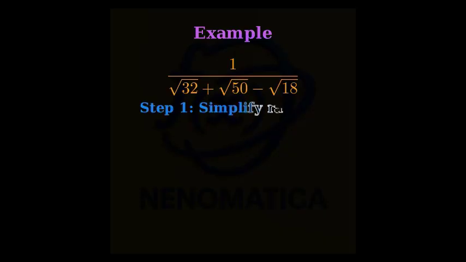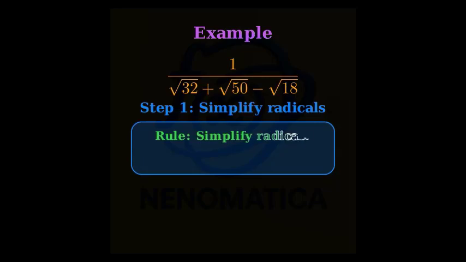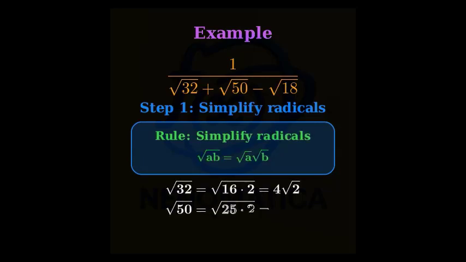We will rationalize a denominator step by step, exactly following the structure shown. First, here is our example and the problem statement in bold orange math. Step 1. We simplify each radical using the rule: the square root of a times b equals square root a times square root b. We will convert square root 32, square root 50, and square root 18 into multiples of square root 2. After simplifying, combine like terms to produce 6 times square root 2 in the denominator.